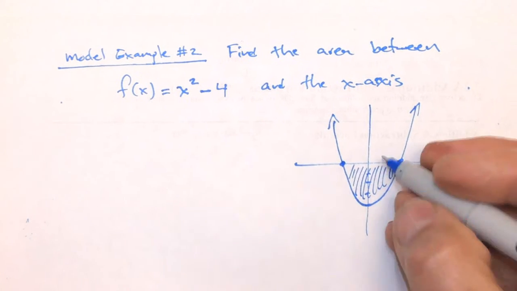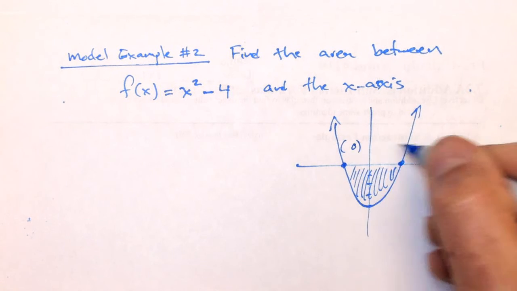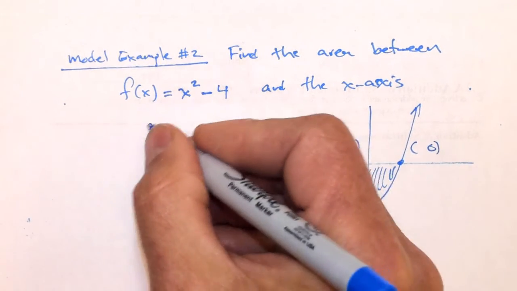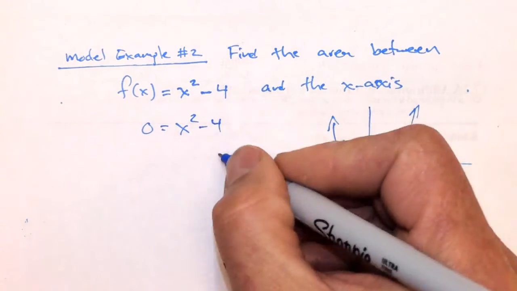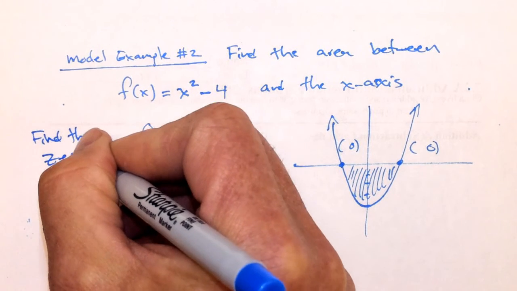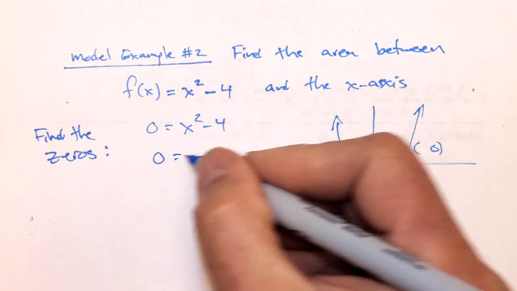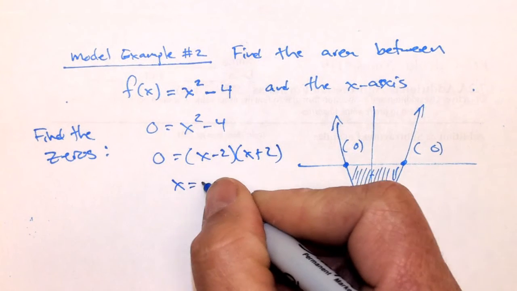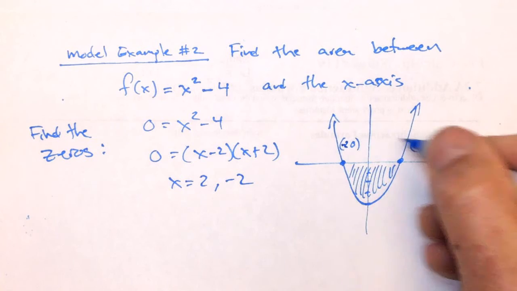So the first thing to do here is to note the zeros of the function. What makes the y-coordinate 0 in these cases? Normally what you would do is set this equal to 0. You would find the zeros by setting that equal to 0. And you could factor this. 0 equals x minus 2 times x plus 2. So x equals 2 and negative 2. And that gives me my 2 zeros.